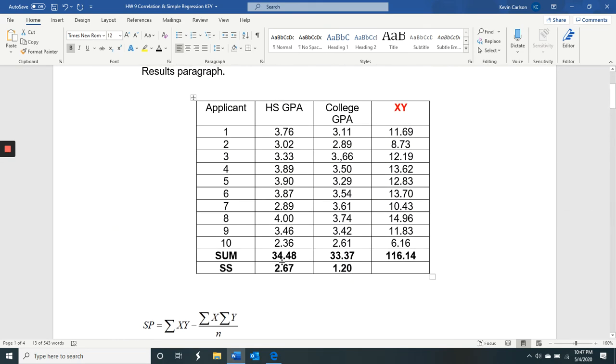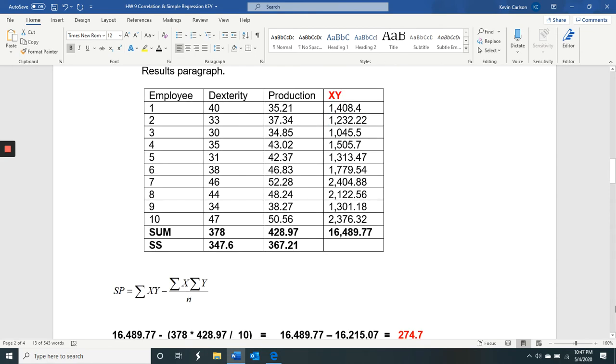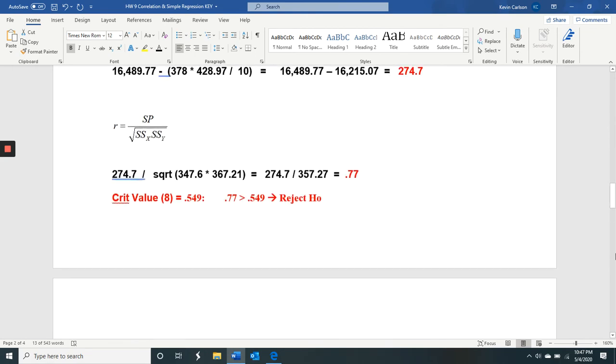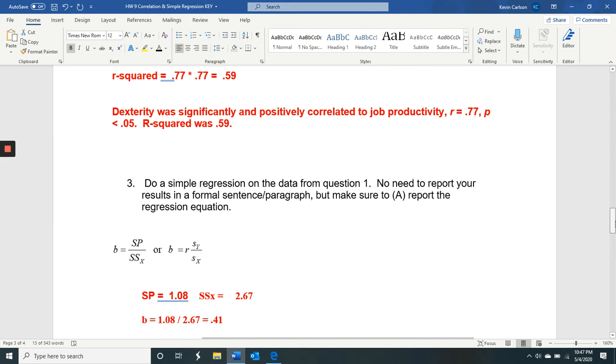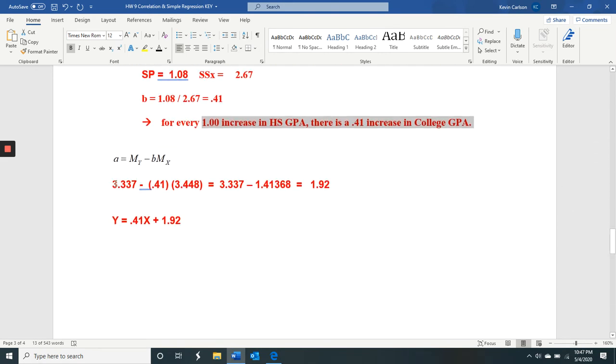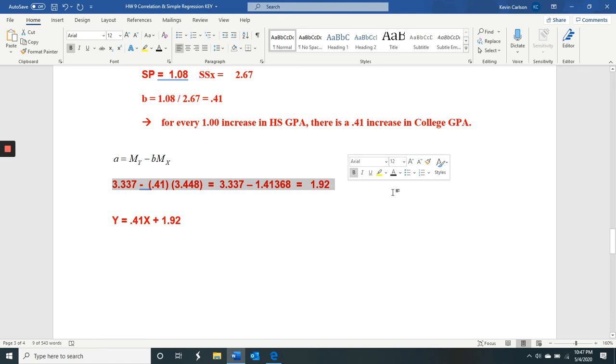So we have the sum of x is 34.48. There's 10 people, so we divide that by 10 to get the mean. The mean is then 3.448. Same thing for this. Divide the sum by 10, we get an average of 3.337. We take those things down here. Give me a second to get to the right spot. So here's our means, just what I said. So the mean of x, the mean of y, so we plug it into that formula. We solve for it. The y-intercept is 1.92.